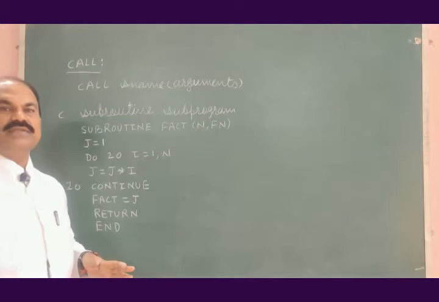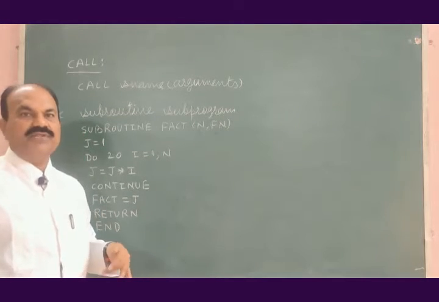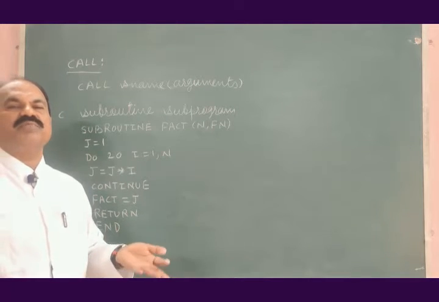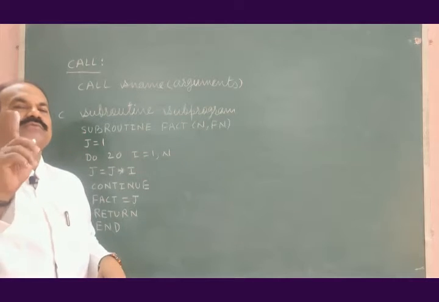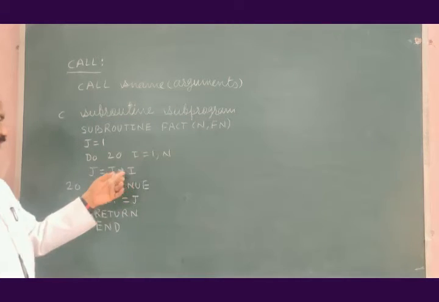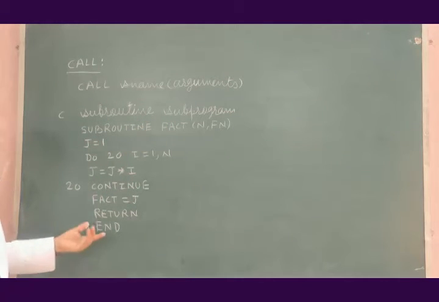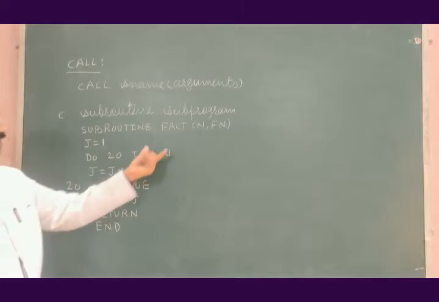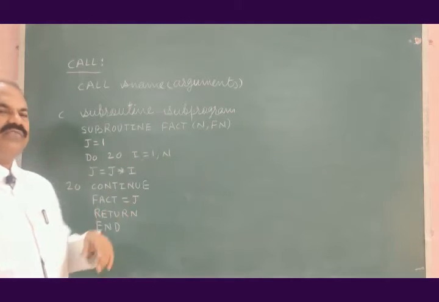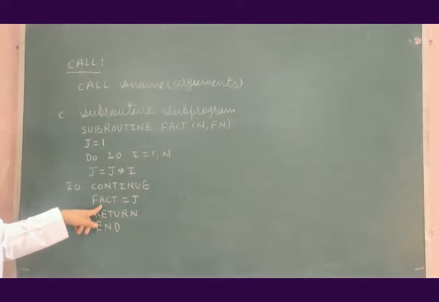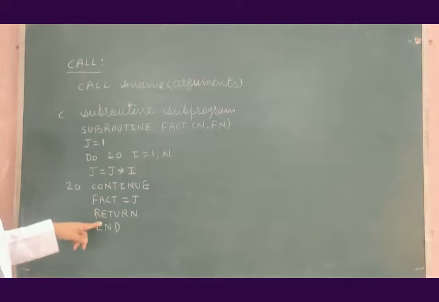That is nothing but n into n minus 1 into n minus 2 into n minus 3 into n minus 4 into n minus 5 into n minus 6 into n minus 7 and so on up to 1. The same thing is done here and factorial of n is found here. This fact is nothing but fact n comma fn. This factorial of n is assigned to the subroutine fact. Return, and this is the subroutine subprogram.